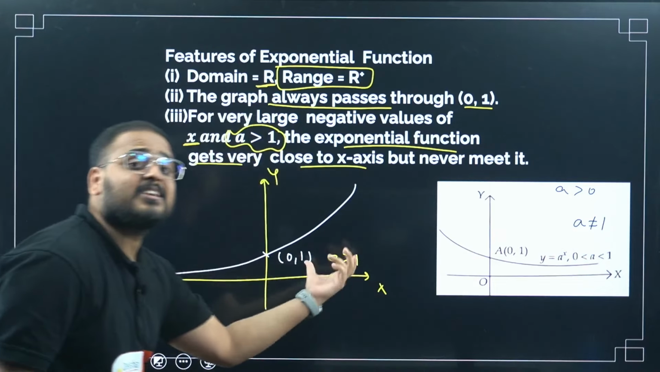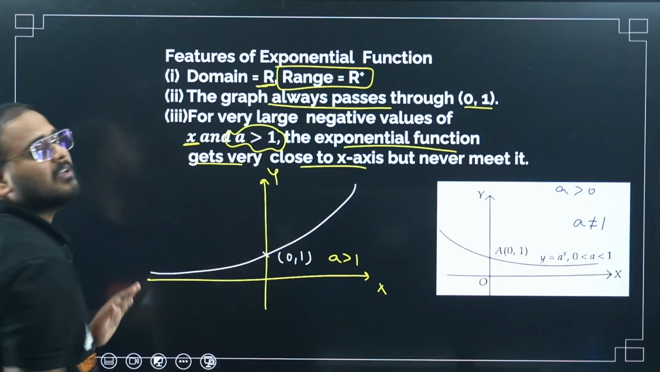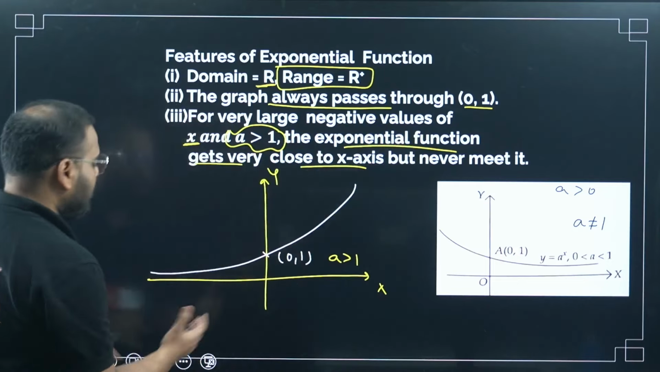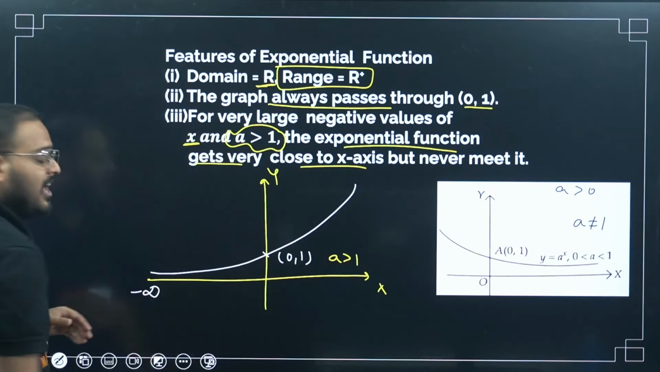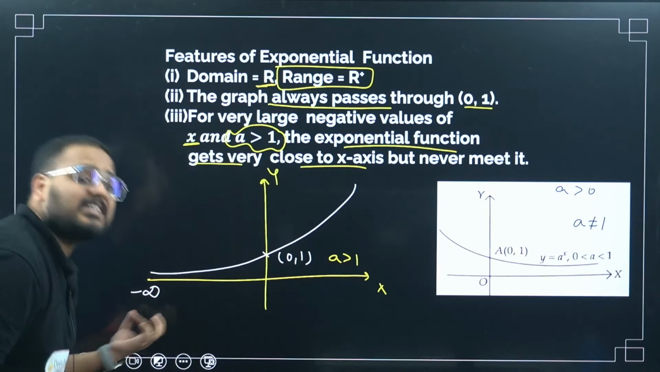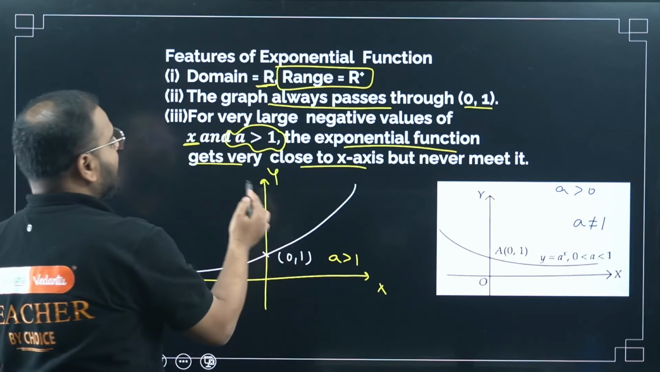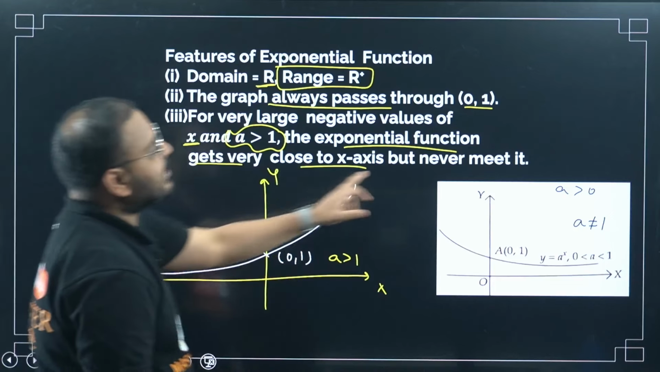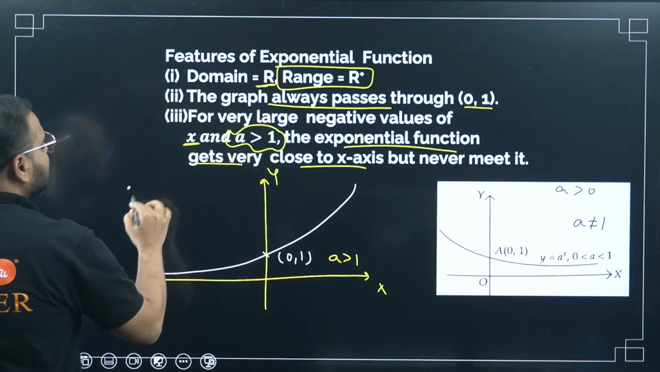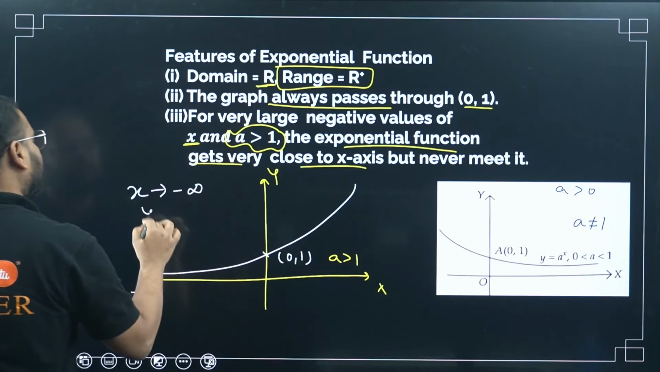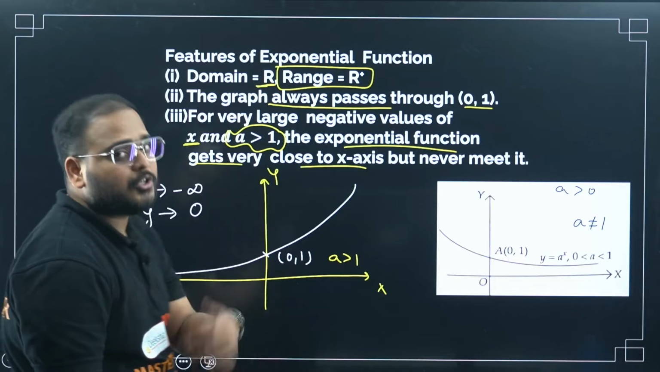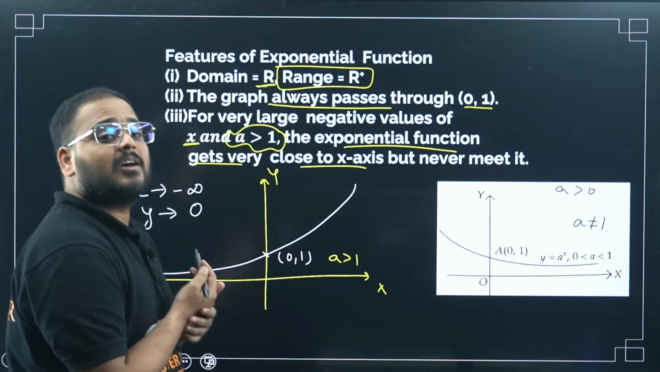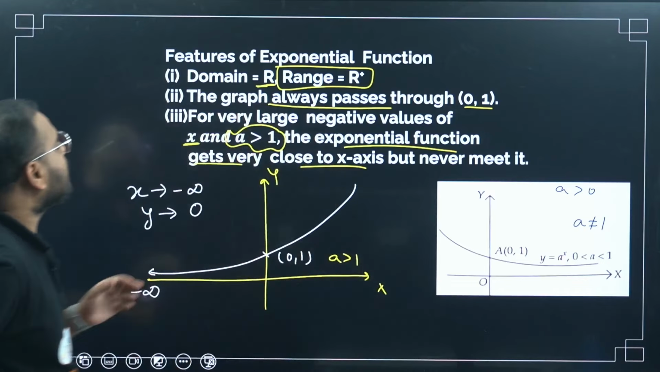Whereas when we take a as greater than 1, the function's graph changes to this form. Now please read this. For a very large negative value of x, that is x moving to minus infinity, the exponential function comes close to the x-axis but never meets it. Basically, when x tends to minus infinity, y will tend to 0, it will not be equal to 0. We learned the meaning of tending in limits. So it will not be equal to 0, it will tend to 0. I hope this is clear.